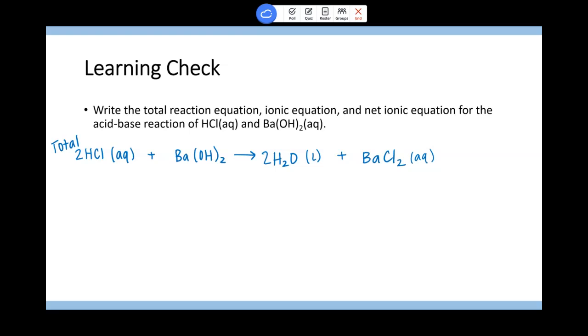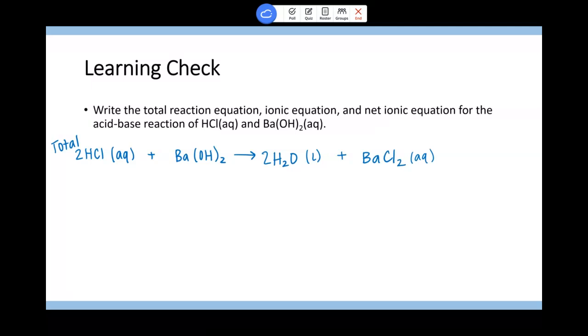Do we have to worry about balancing it since we're just going to separate everything out anyway? We should balance it. Yes, we do need to balance it. When we do the net ionic, I'll explain why.